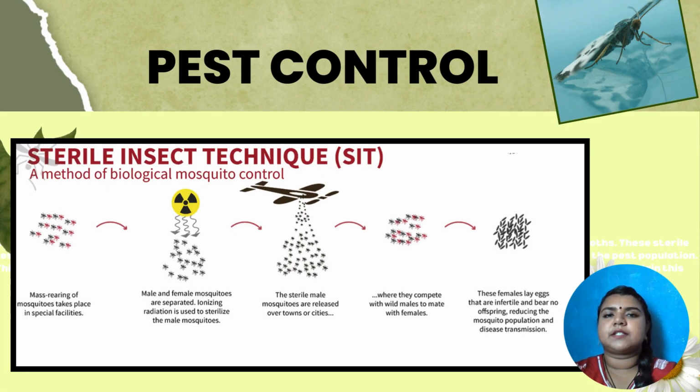Next is pest control. Here you can see in the diagram we have shown the SIT technique, which is used to sterilize the male insects, which are then sent into the environment to mate with the female insects, which then produce infertile eggs and reduce the pest population in agriculture.